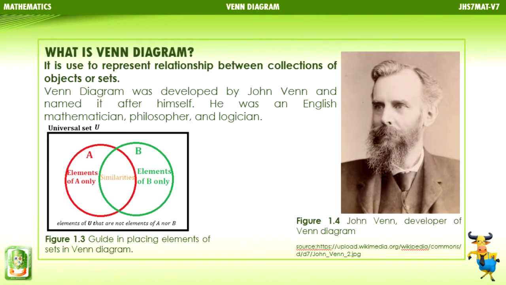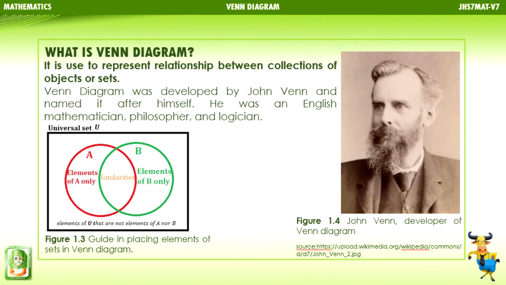What is Venn diagram? It is used to represent relationships between collections of objects or sets. Venn diagram was developed by John Venn and named after himself. He was an English mathematician, philosopher, and logician.